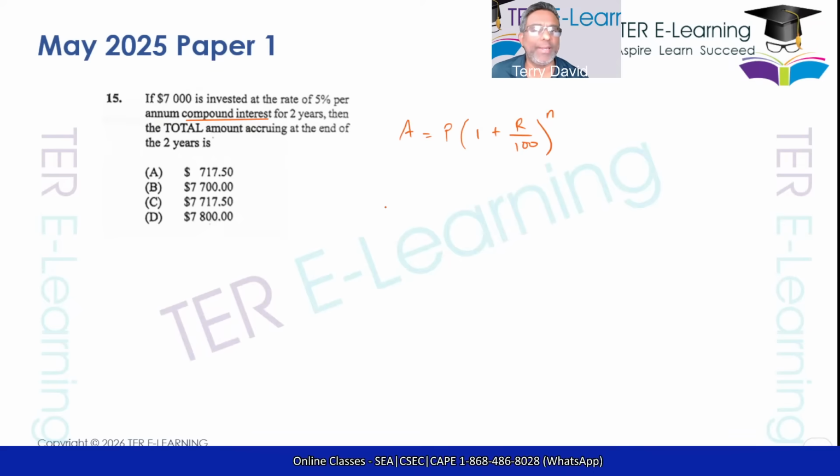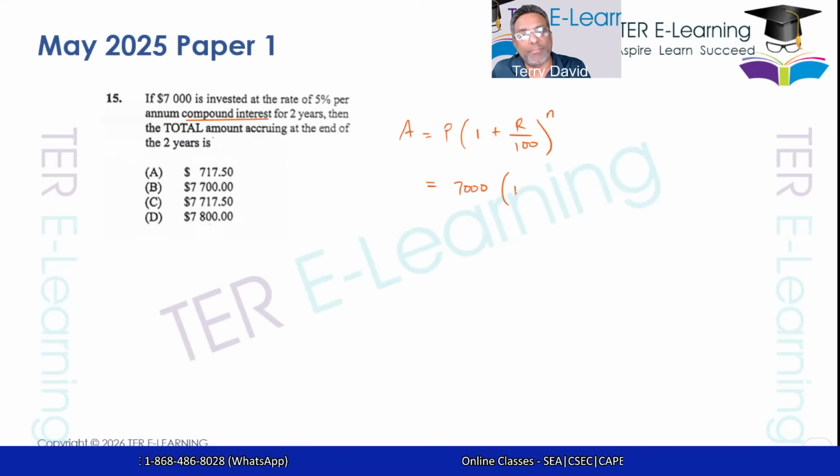Now this formula would give you the total amount in the account after that period of time. So first of all, we have 7,000 and you're multiplying that by 1 plus your rate. The rate is 5%, so that's 5 over 100, and you are doing this for 2 years. So this is going to be 7,000 multiplied by 1 plus 5 over 100, which is 0.05, and we're going to square that.